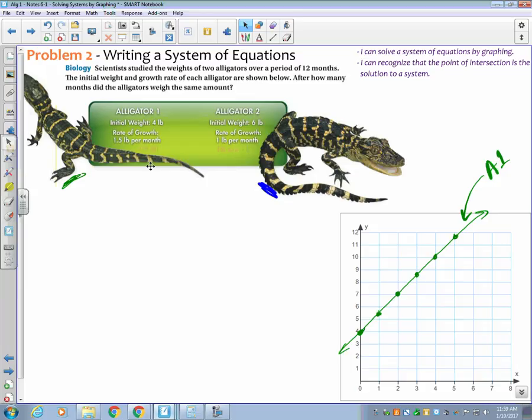So I have enough information. If for some reason I get distracted and have to come back to this problem, I know that that's alligator 1. So our other buddy over here, he weighs 6 pounds. And he grows 1 pound every month. So he's going to go over 1, up 1.